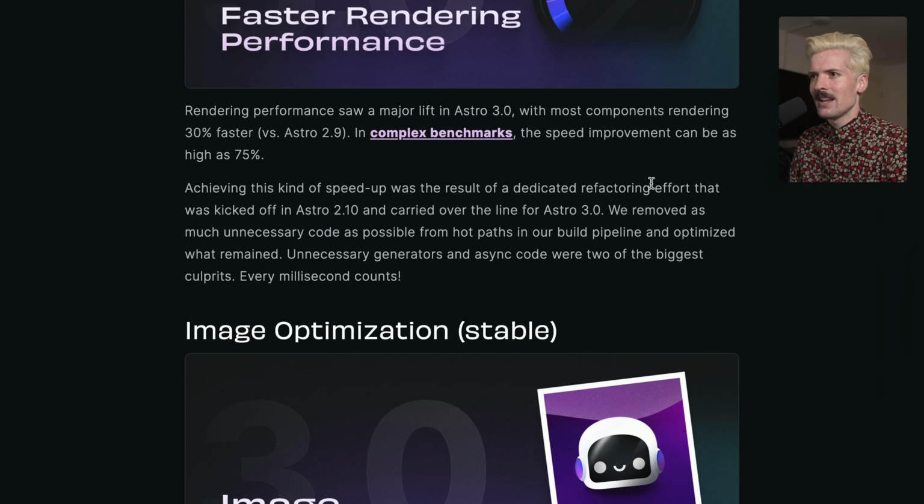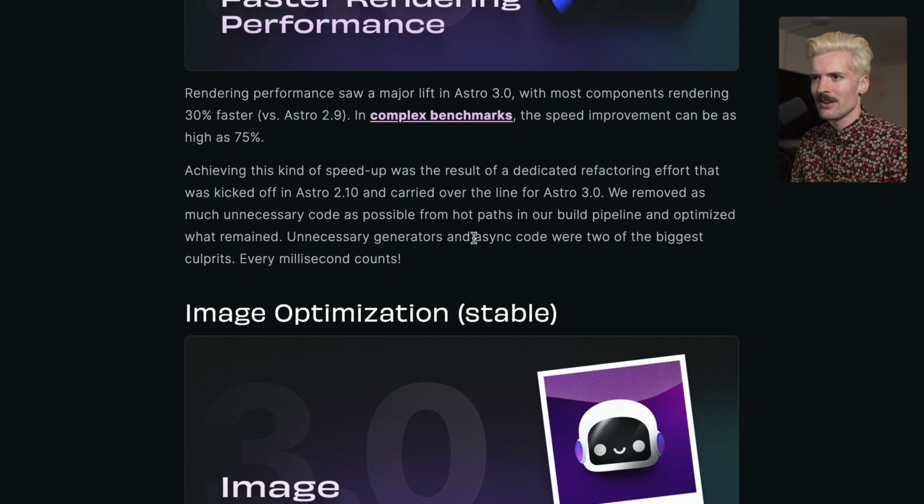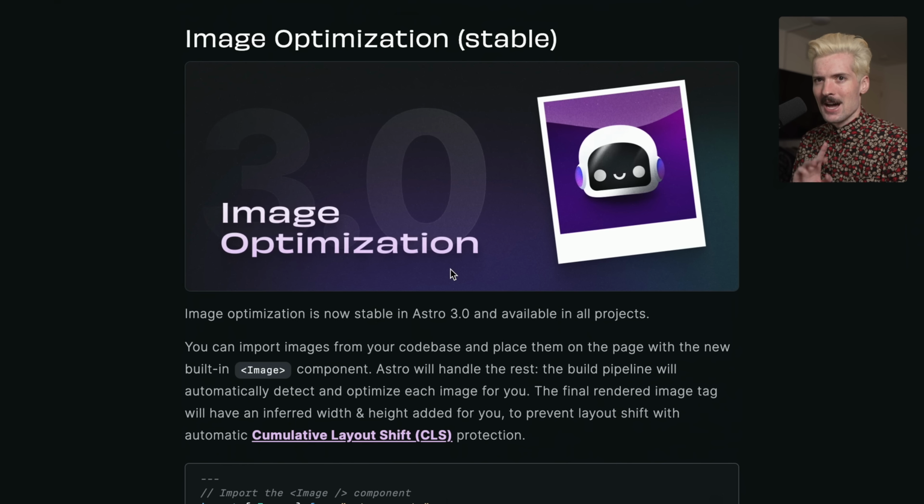Achieving this kind of speed was part of a dedicated refactoring effort that was kicked off in Astro 2.10. We removed as much unnecessary code as possible from hot paths in our build pipeline and optimized what remained. I hope that you deleted that code forever, not just put it in other places, because deleted code is always a good thing. Necessary generators and async code were two of the biggest culprits. Usually, love this topic. I'm way too familiar, especially now with the stuff that we've been doing at Upload Thing.